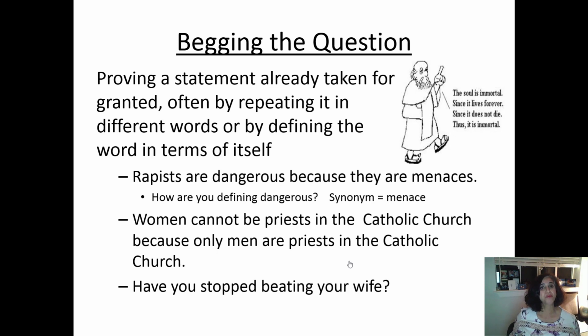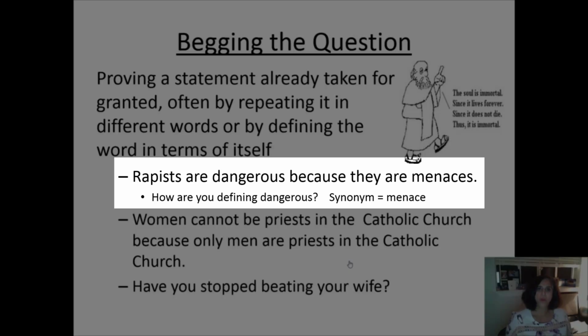Begging the question is when you're proving a statement already taken for granted, often by repeating it in different words or defining the words in terms of itself. Let's take a look at this one. Rapists are dangerous because they are menaces. Well, dangerous and menace are synonyms. So you're begging the question. You're going in circles with the definition.